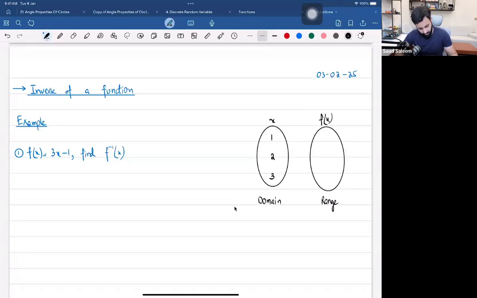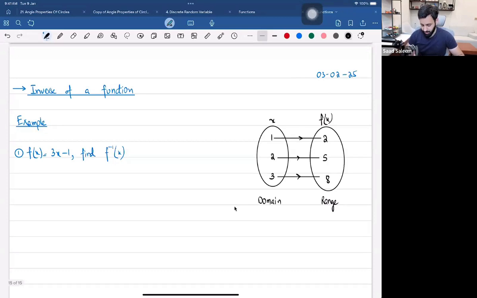So if I plug in 1, 3 times 1 is 3, 3 minus 1 is 2. So the image or the output of 1 is 2. If I plug in 2, we get 5. If I plug in 3, we get 8. So this is the output. Okay. Now, here's what we're going to do.